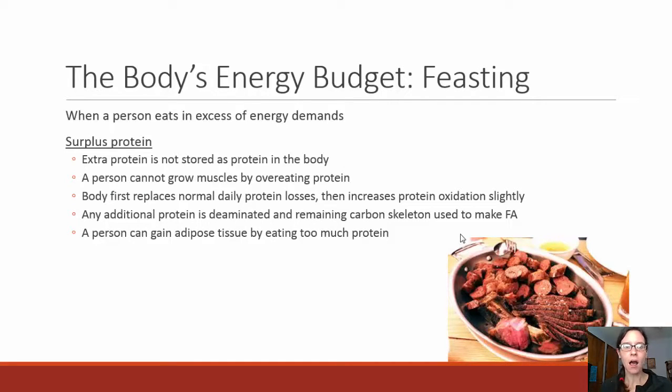So first, when we eat as many amino acids as we need, the body's going to replace our normal losses, such as the sloughing of cells in our digestive tract. And then it's going to increase protein oxidation slightly. So remember, insulin's predominating. We have tons of amino acids. What are we going to do? Build up, protein synthesis, break down, protein oxidation. So any additional protein is going to be deaminated and remain as a carbon skeleton, and then it can be used to make fatty acids. So a person can gain adipose tissue by eating too much protein.